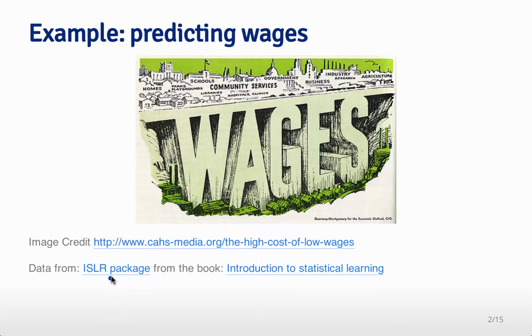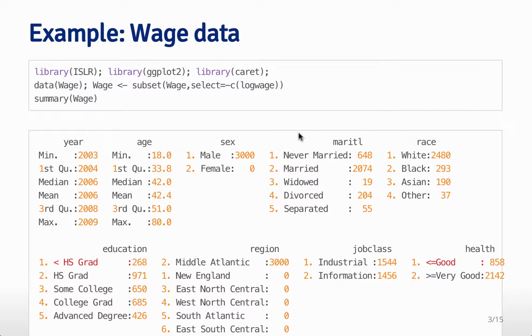This data set is available in the ISLR package, which you can find here, and it comes from the book Introduction to Statistical Learning. So the first thing that we do is that we load the data set in. And so here is the ISLR data set. We're also loading the ggplot2 package for some exploratory analysis, and we're loading the caret package for doing prediction.